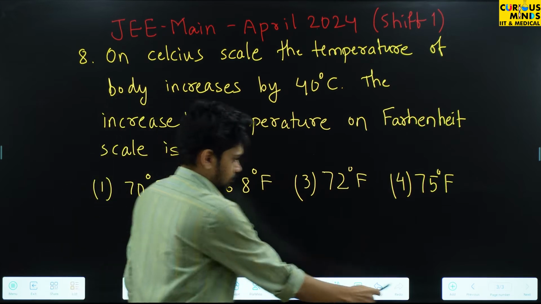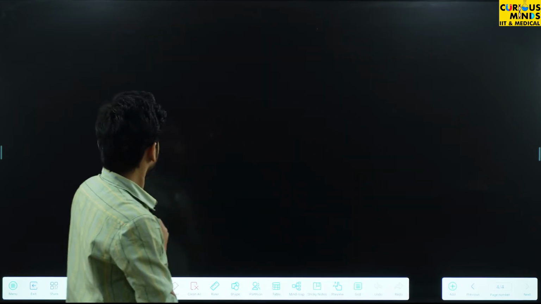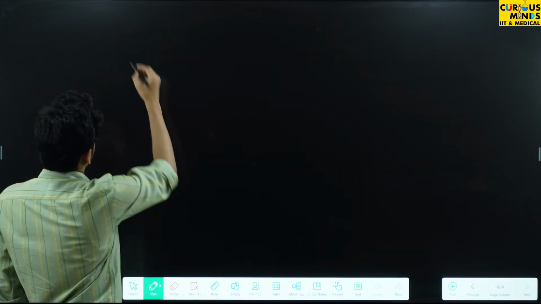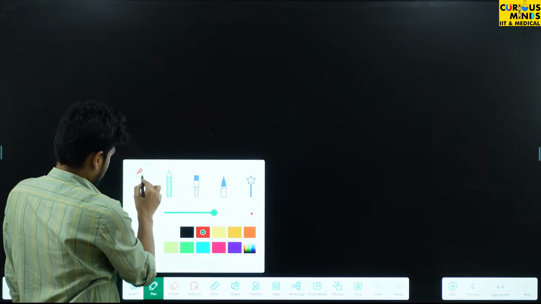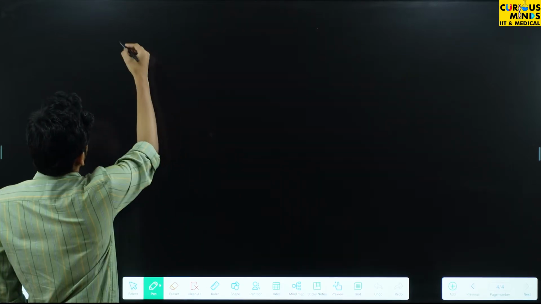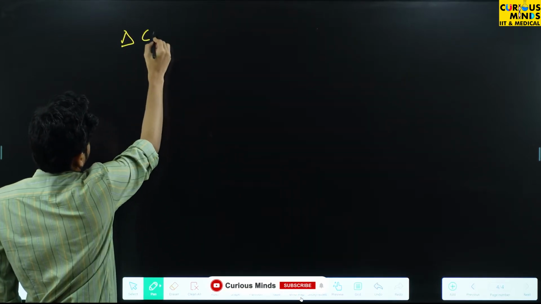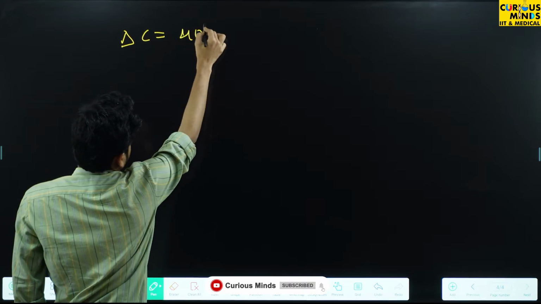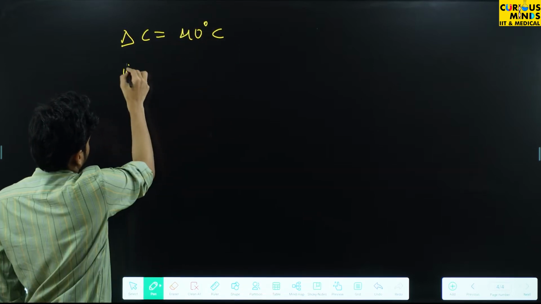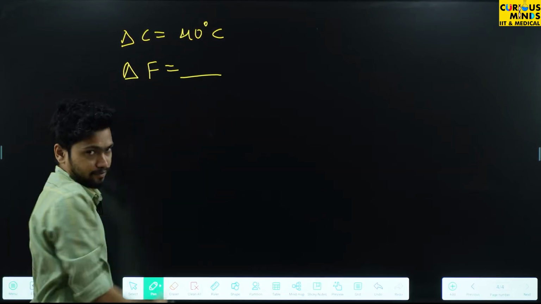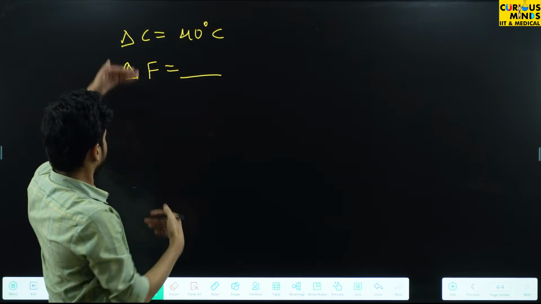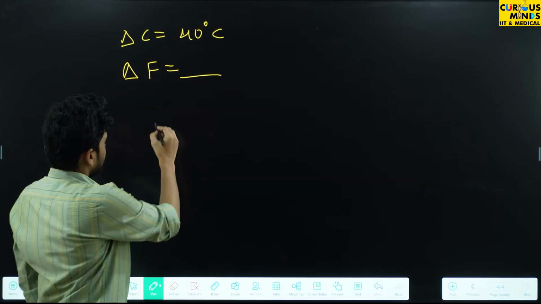All right, so they mentioned that delta C is 40 degrees. Okay, and they're asking what is going to be the corresponding delta F. Now we know the formula that connects this temperature with this temperature, and that is this.